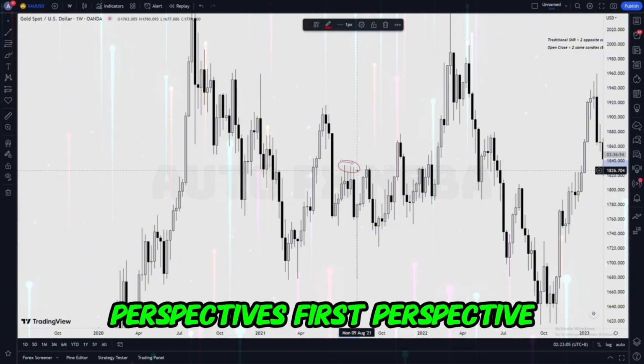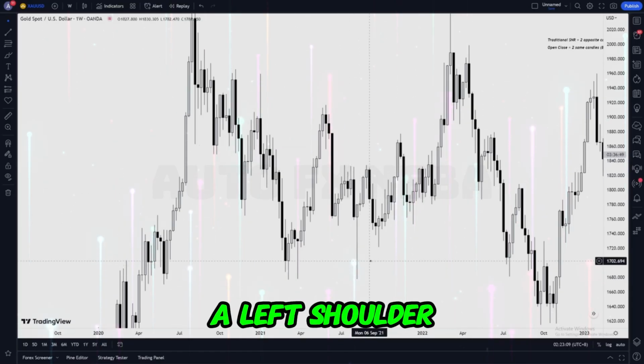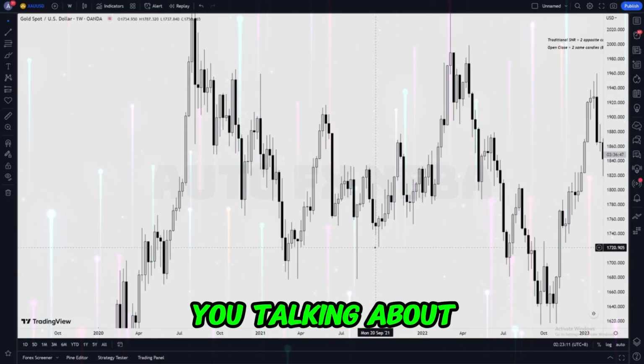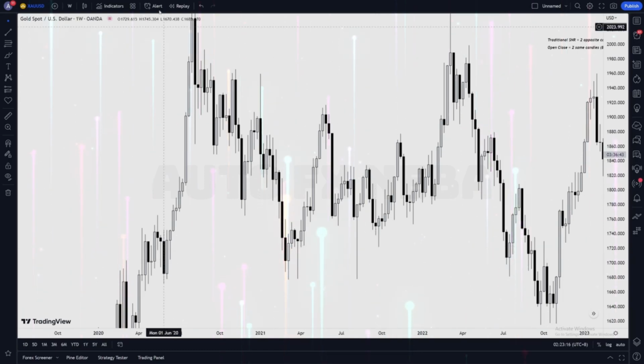All right, look, where did this come from? Two perspectives. First perspective is using the traditional way. This came from a left shoulder. Avi, what are you talking about? How could it possibly come from a left shoulder? That makes no sense.